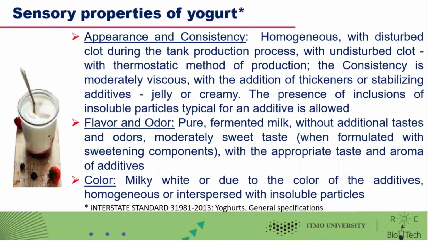At this stage, please pay your attention to the slide and note that some food attributes can be mixed. For example, for yogurt, appearance and consistency are mixed as well as flavor and odor. However, some appearance characteristics such as color are presented as separate ones. So, the combination of food attributes depends on the type of product and the standard documentation for each type of food.